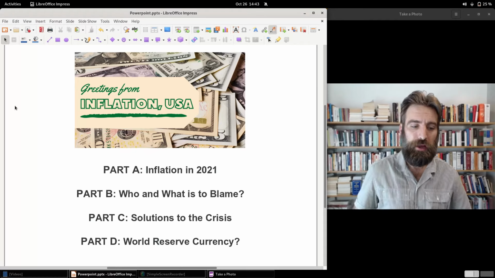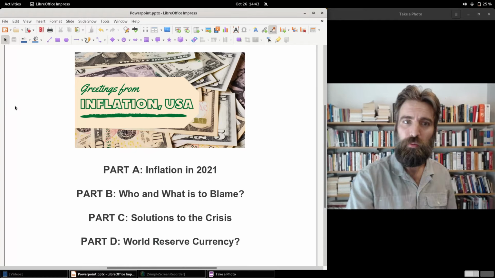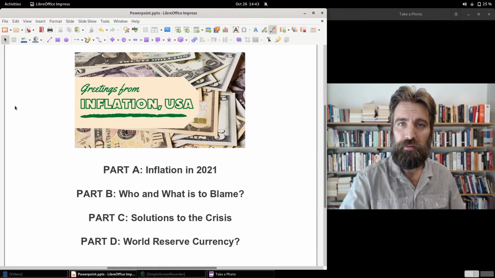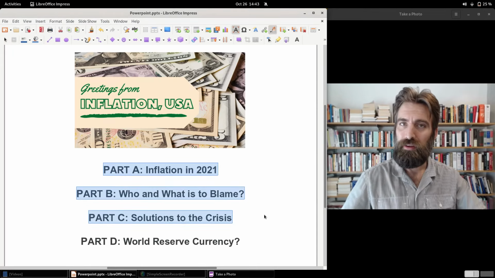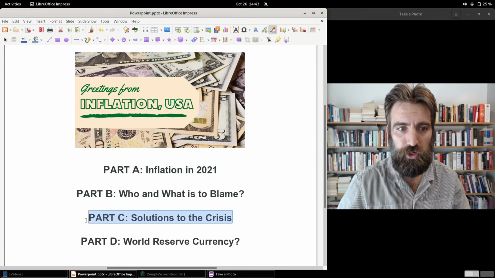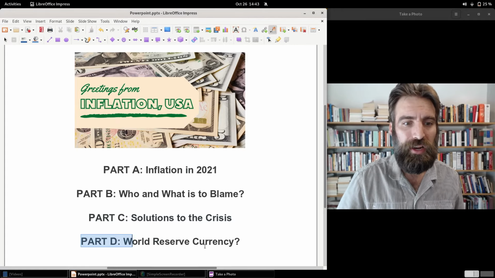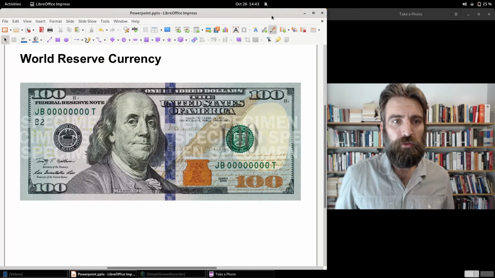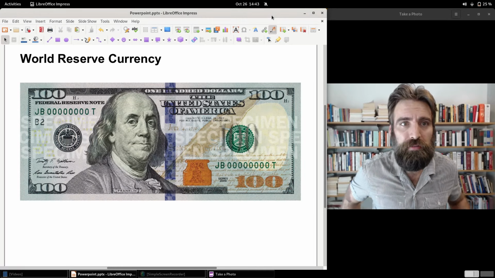And that brings us to our last section here, Part D, World Reserve Currency. And this is the one I think should really concern Americans. Parts A through C dealt more with the short term, like what's happening in the next couple years. What should we do? Part C was what should we do in the next couple years if inflation gets worse? Part D is the long-term prospects for the dollar. Because right now the U.S. dollar is the predominant world reserve currency.